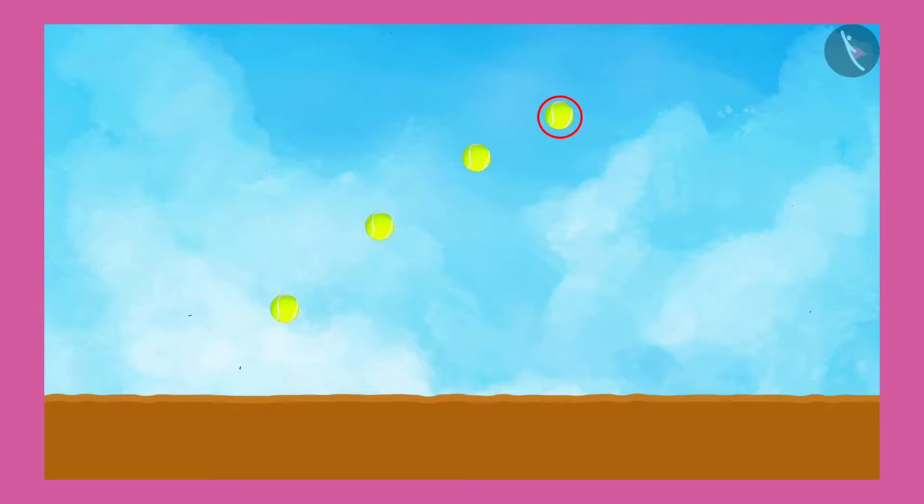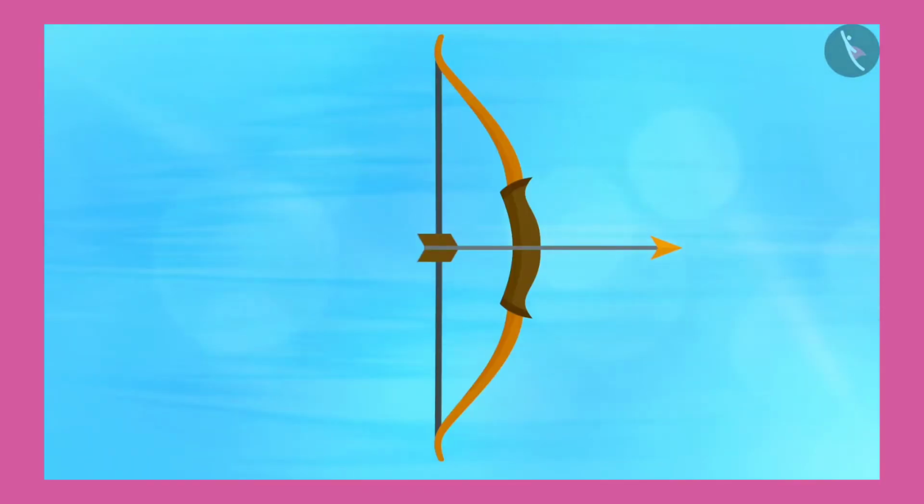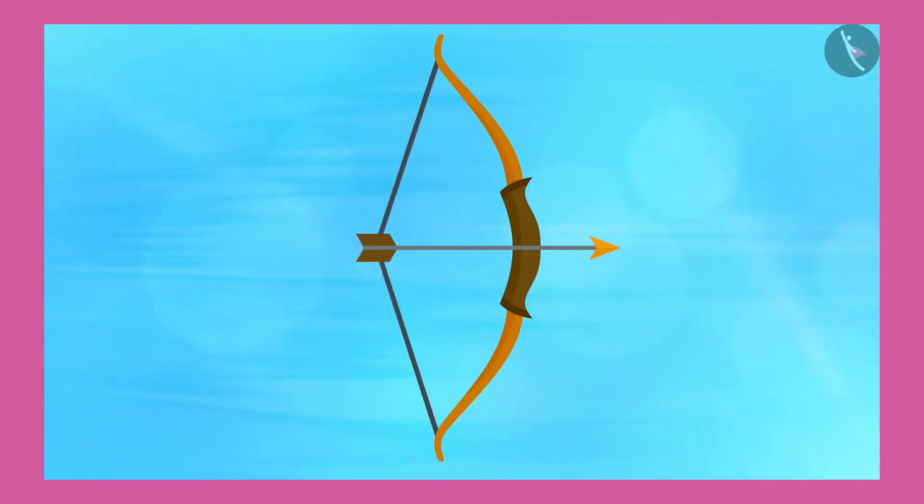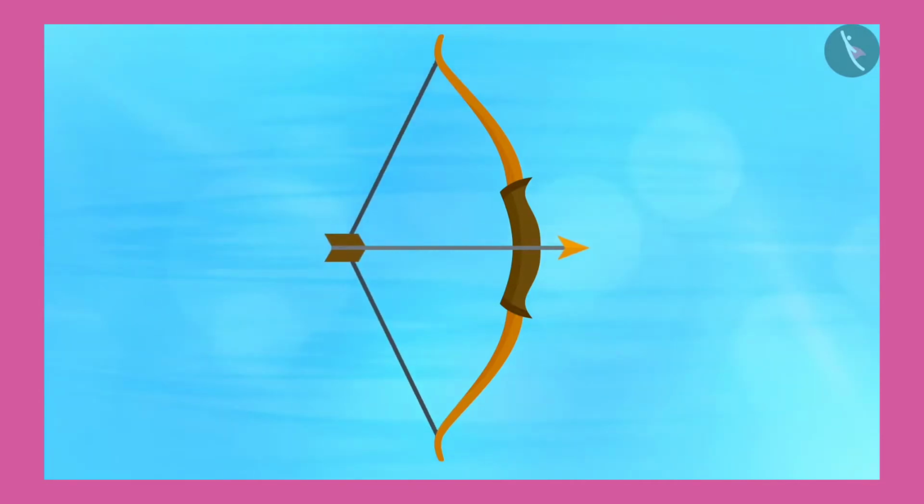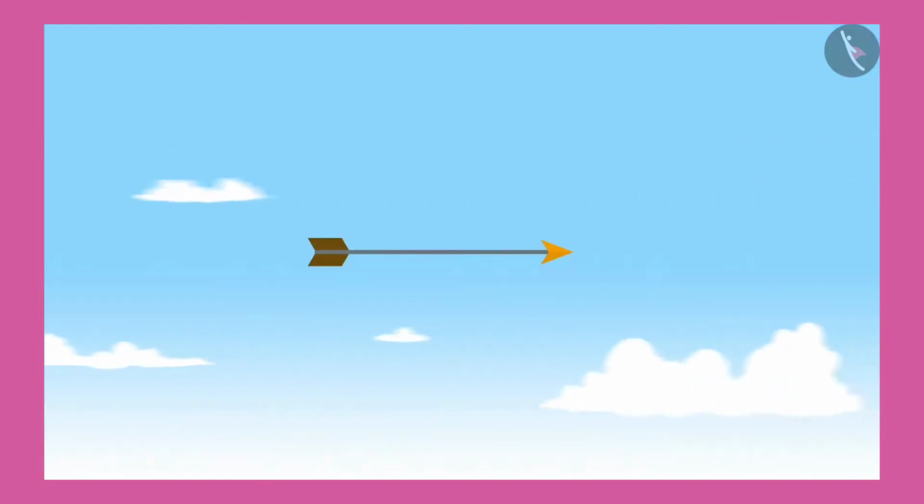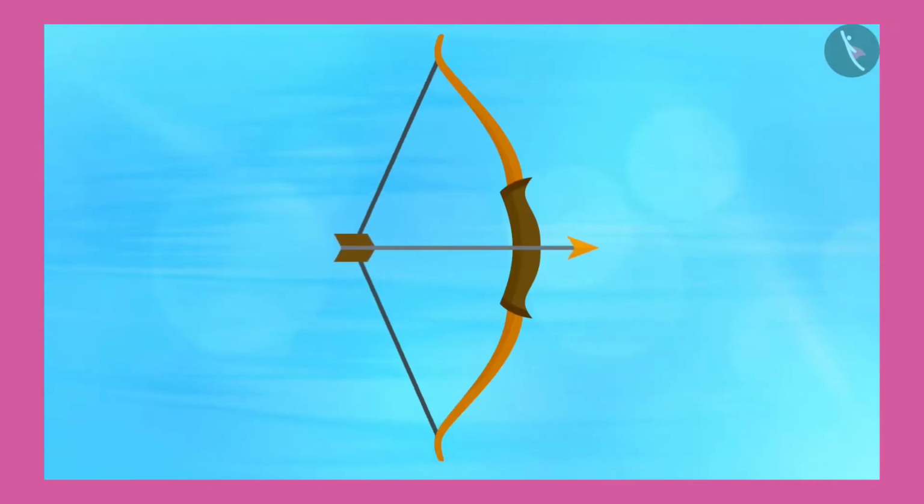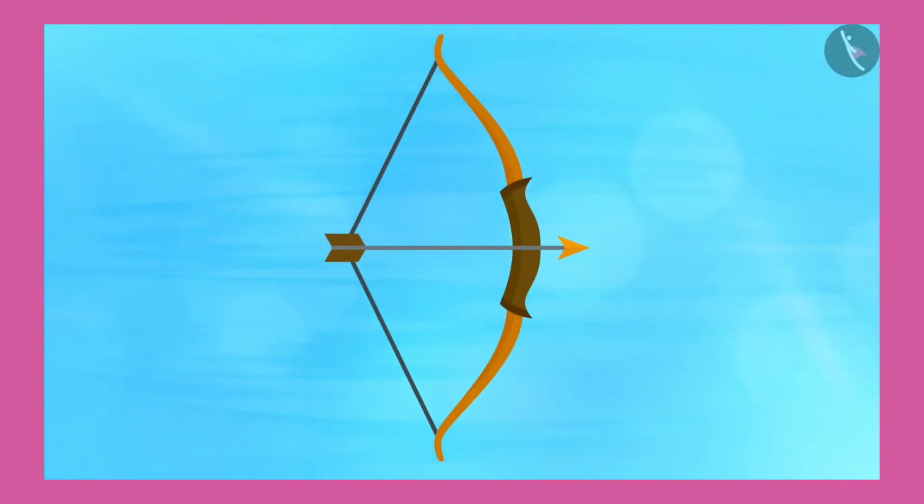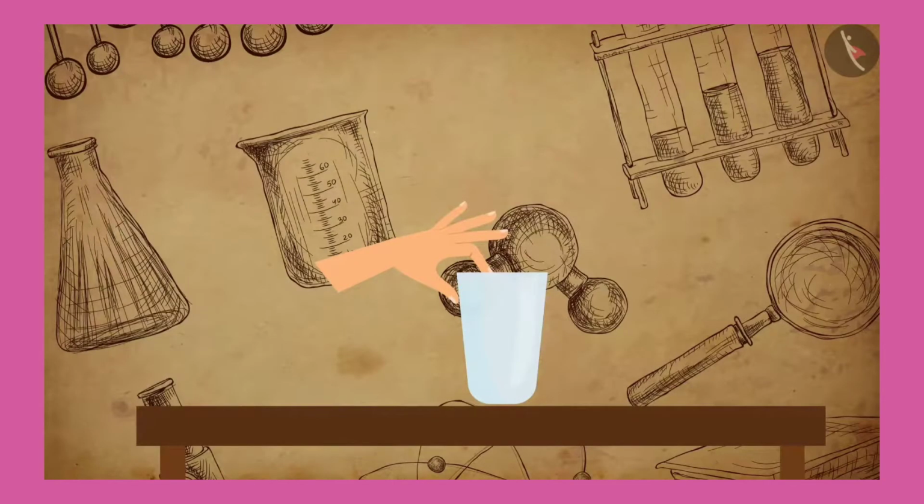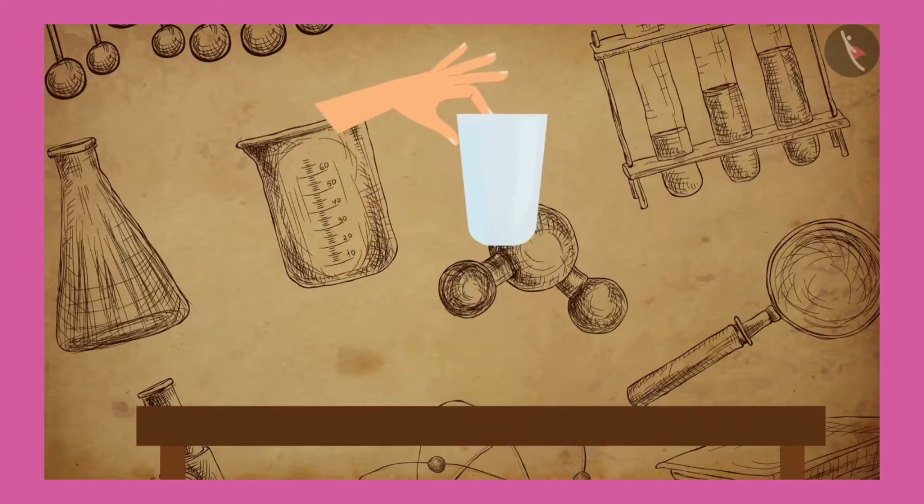Now, take a bow and an arrow. Place the arrow on the bow with one end supported by the string. Now stretch the string and release the arrow. You will notice that the arrow flies off to a certain distance. The bow stores potential energy when the bowstring is stretched, and then this energy changes to kinetic energy of the flying arrow.